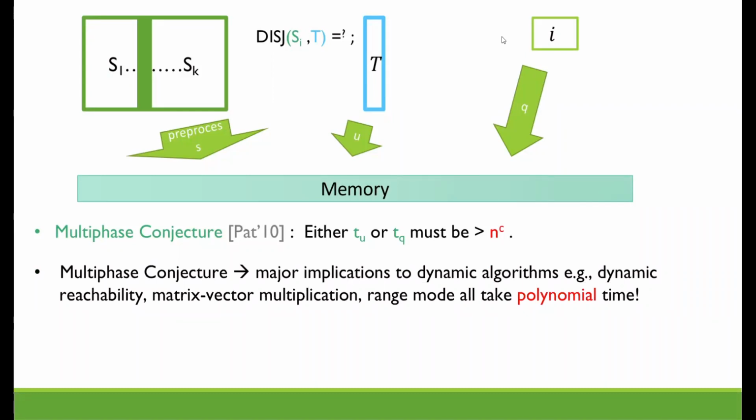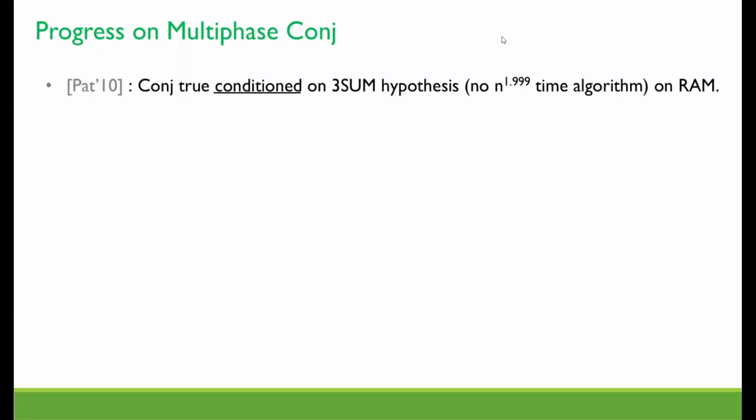Patrascu then showed that resolving the multiphase conjecture would have major implications for many interesting dynamic data structure problems, such as dynamic reachability, matrix vector multiplication, and range mode. They should all take polynomial time. But the progress has been slow on the multiphase conjecture. We know conditional lower bounds for the multiphase conjecture. The conjecture is true conditional on the 3SUM hypothesis, that is, no n to the 1.999 time algorithm exists for 3SUM.